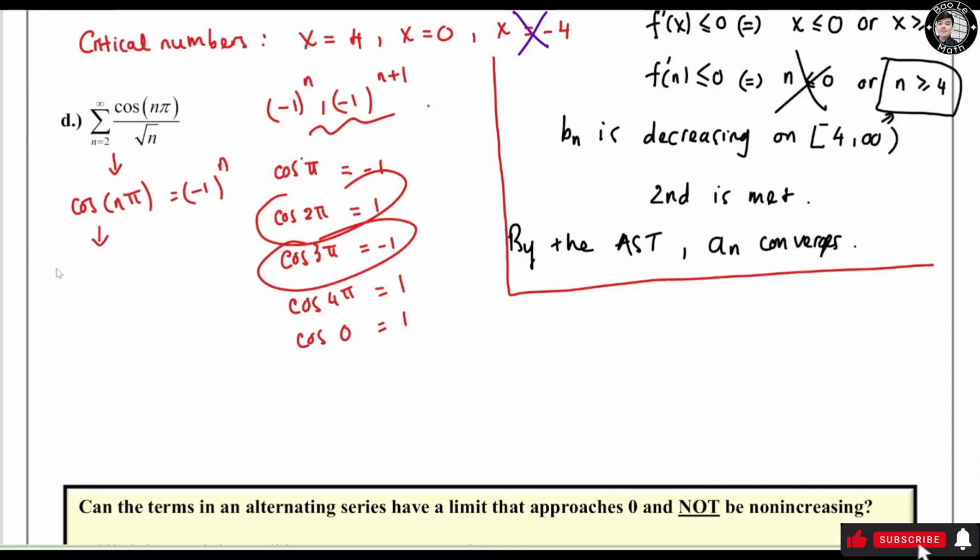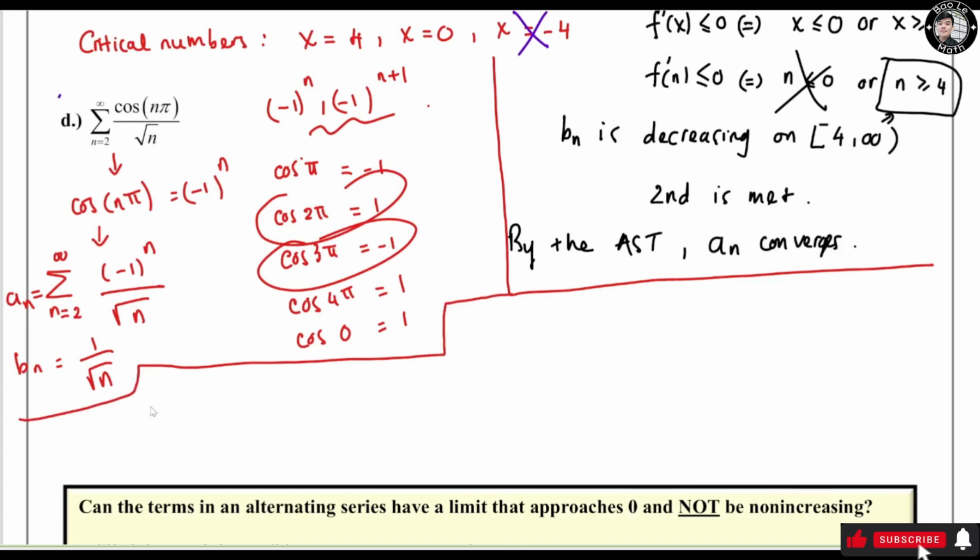So this series can be written as the sum from n equals 1 to infinity of (-1) to the n over square root of n. I'm going to let this be a sub n, and I'm going to let b sub n be 1 over square root of n. Now I'm going to check two conditions. For the first condition, I take the limit of b sub n as n approaches infinity. It's the limit of 1 over square root of n as n approaches infinity, and this is 0. So the first one is met.